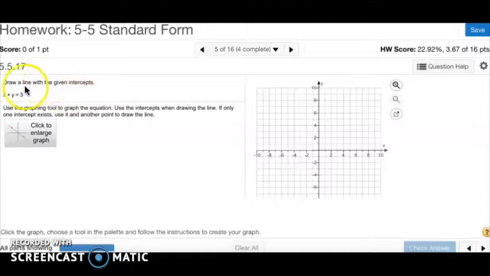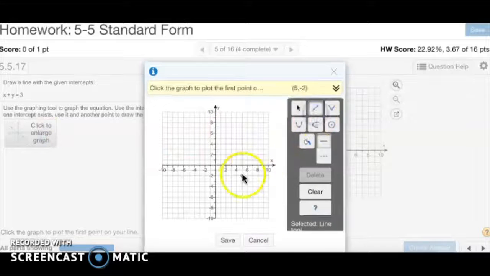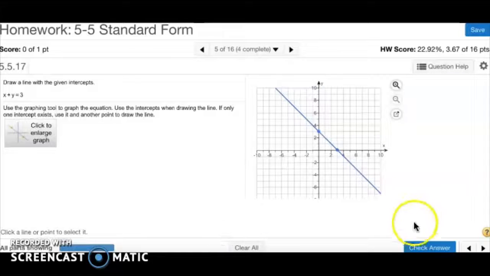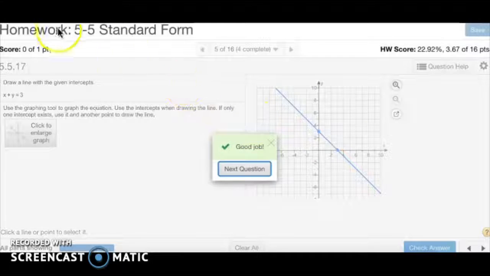Number 5, draw a line with the given intercepts. So to find the x-intercept, here we don't have to do any dividing, just cover up the y to make that 0, and we get x-intercept is 3, x equals 3. Y-intercept, cover up the x, we have y equals 3. So the intercepts are both 3. So positive 3 on the y-axis, positive 3 on the x-axis. Press save, check answer, and that's the answer for number 5.